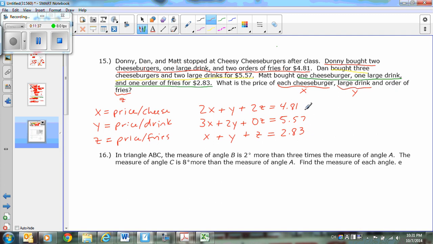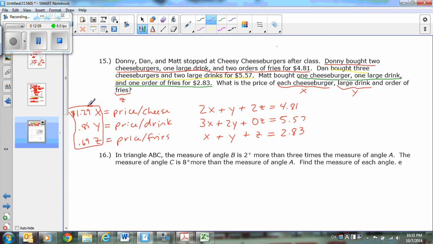All right, so then go ahead and set up your coefficient matrix, your constant matrix. Take the inverse of the coefficient matrix times the constant matrix to get your solution. And when you do, you should get $1.29 for the price of a cheeseburger, 85 cents for the price of 1 drink, and then French fries are 69 cents each. All right, so those are the 3 solutions you should come up with.